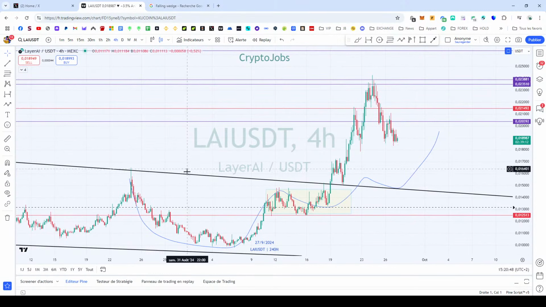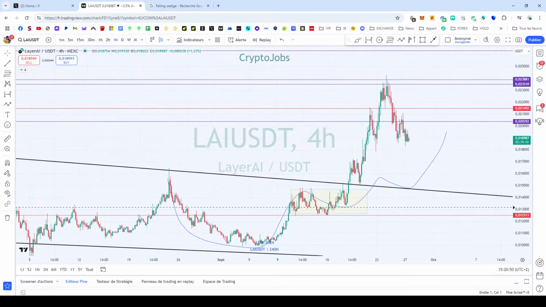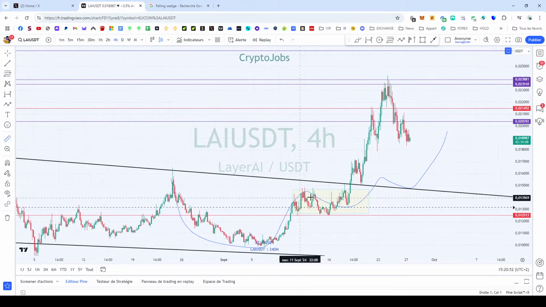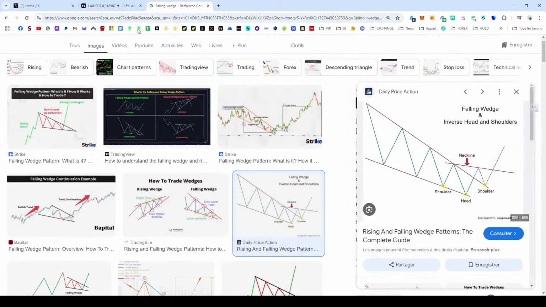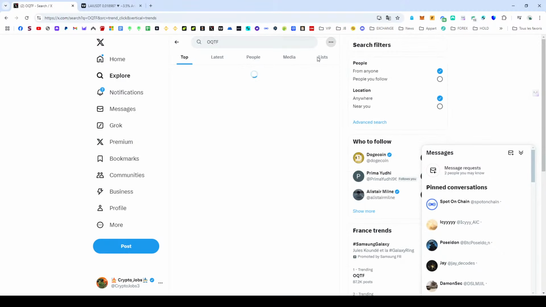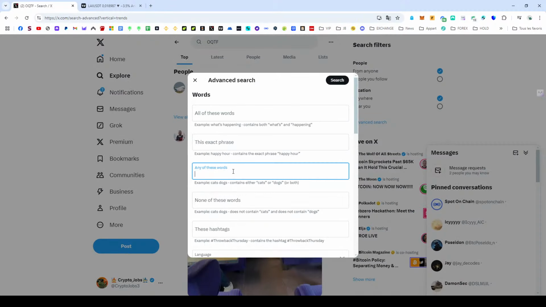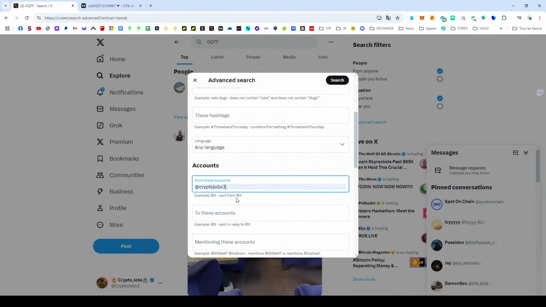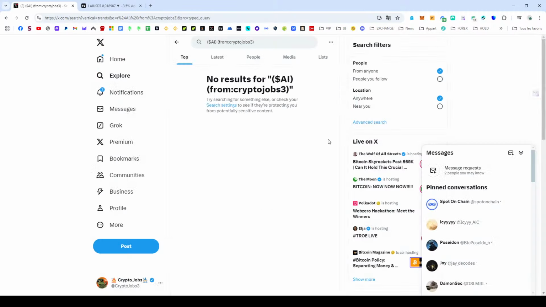Currently, this is LAI USDT. Someone asked. I will do it quickly. I gave you LAI at this level. I will show you live, because many people think this is not possible, but this is totally possible. I've been in this game for many years now. I analyze the market every day, so I know what I'm talking about. Let me just show you.